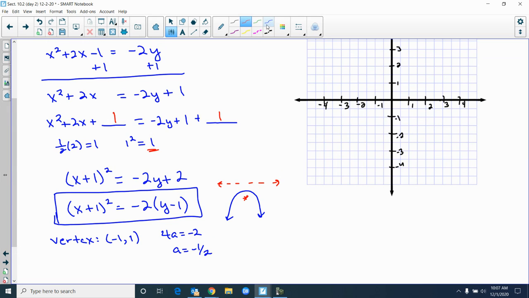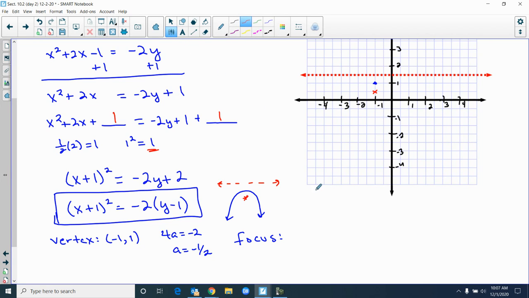Now, I'm going to graph it, or start to graph it. So my vertex is at negative 1, 1, which is right here. All right, I need to go that a value to get to the focus. So at this point, I really don't worry about the negative in front of the 1/2. That just tells me whether it opens up or down. So I'm going to go down 1/2. That gives me the focus, and then I'm going to go up 1/2 to get the directrix.